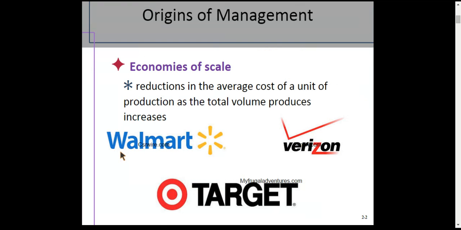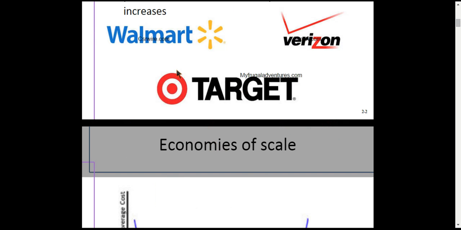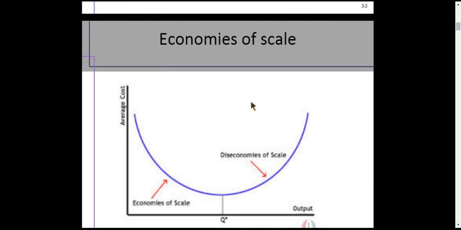So one of the things about management is economies of scale. If you don't know what economies of scale is, basically it's reductions in the average cost of a unit as the total volume produced increases. Okay. So what does that mean? Okay. So Walmart, Verizon, Target, they all have economies of scale.